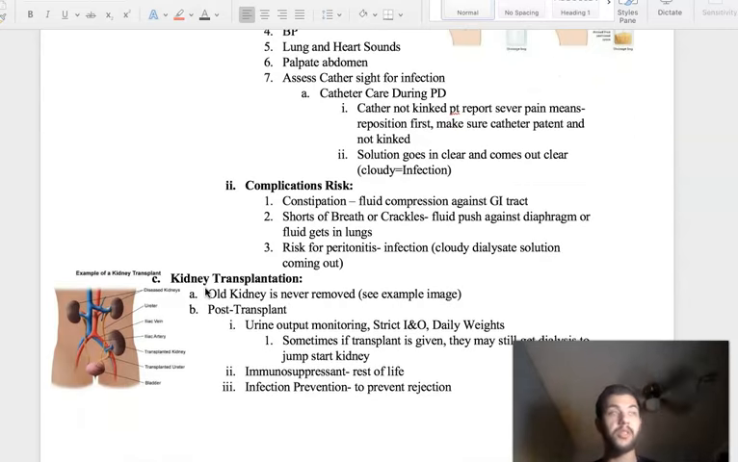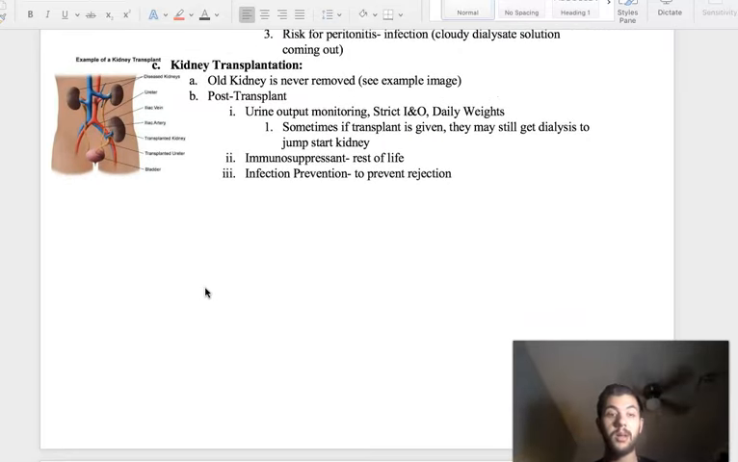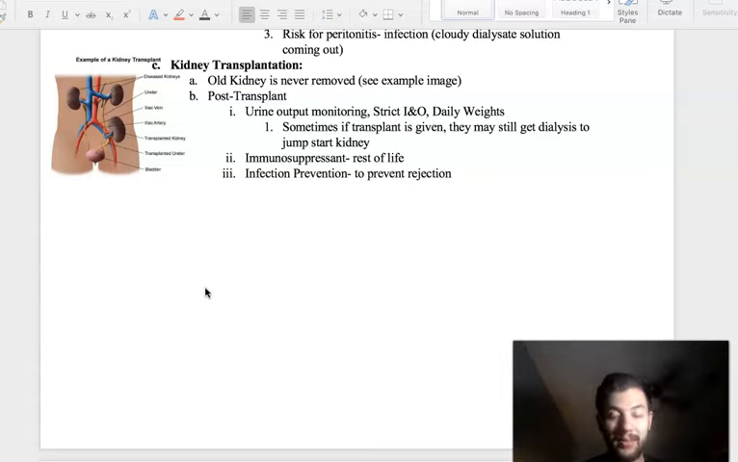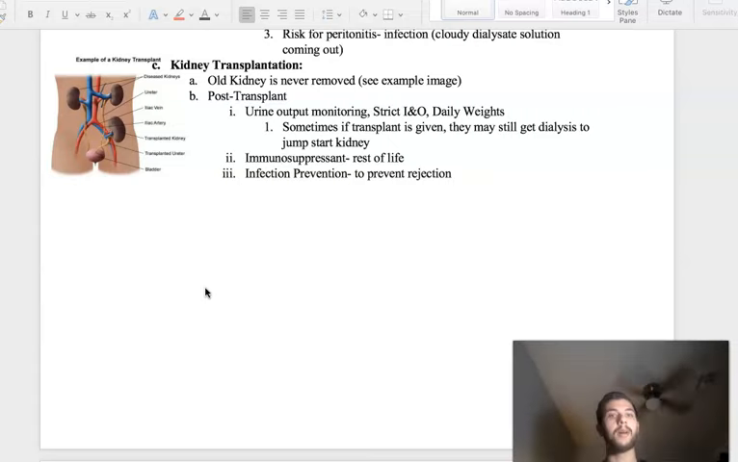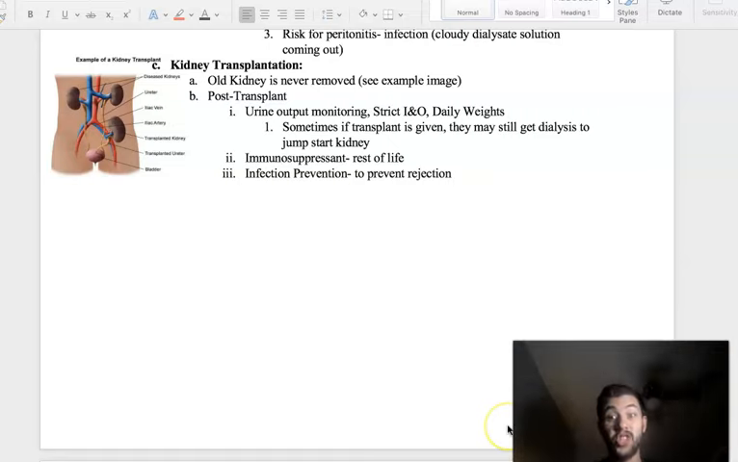Complications could be constipation, shortness of breath, crackles, or risk for peritonitis. Kidney transplantation: the old kidney is never removed. I know that might sound funny if you've never heard it before, but the old kidney is never removed. Post transplant, you're going to do urine output monitoring, strict I's and O's, and daily weights. Sometimes, if the transplant is given, they may still get dialysis to jumpstart the kidney, but most of the time they don't. Immune suppressants for the rest of their life and infection prevention to prevent any rejection of the kidney.